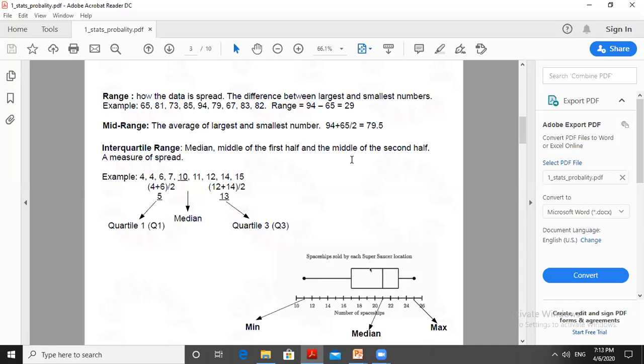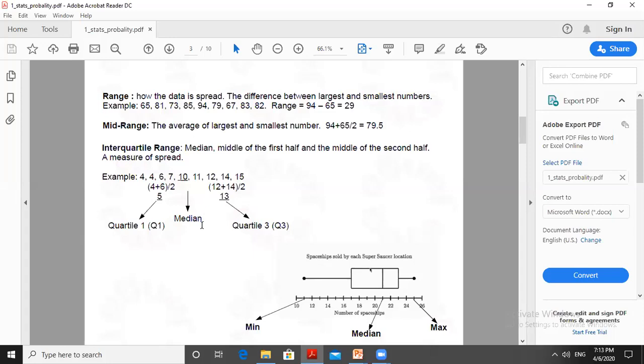The other one is the interquartile range. That is the median, the middle of the first half and the middle of the second half, a measure of spread. Taking the data points in increasing order: 4, 4, 6, 7, 10, 11, 12, 14 and 15. First you have to find the mid value, which is the median of the complete data points. Out of 9 values, the mid value is 10. So that is the median.